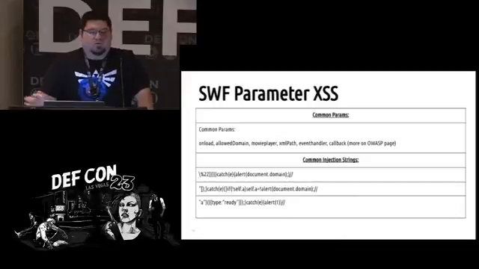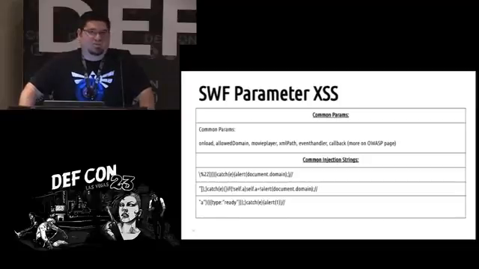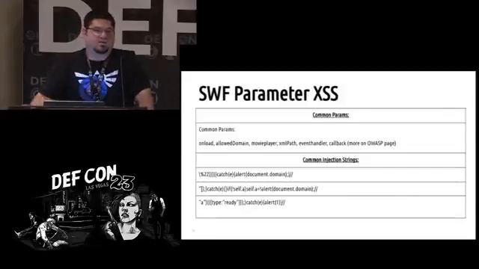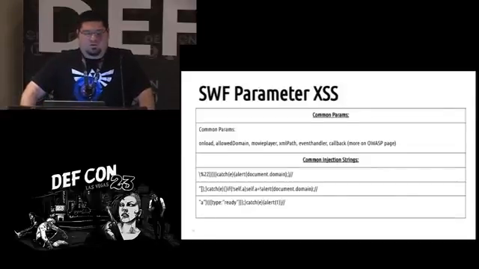Also, Swift parameter XSS is a huge thing as well. I don't think I've ever found a Swift file that I've decompiled that hasn't been vulnerable to either cross-site scripting or remote file include. And actually, Dennis here is the guy I ask questions about that all the time. So there are things like JPlayer and all of these COTS software that are Swift files that do media or whatever. There's a whole OWASP page on the common params that these players use, and also the injection strings, but these you have to do more manual analysis.